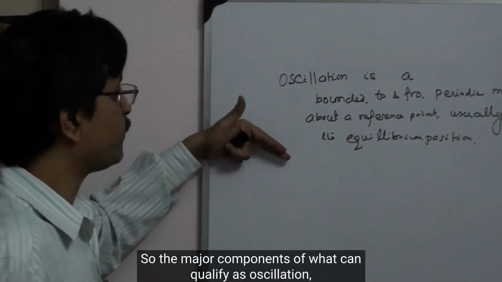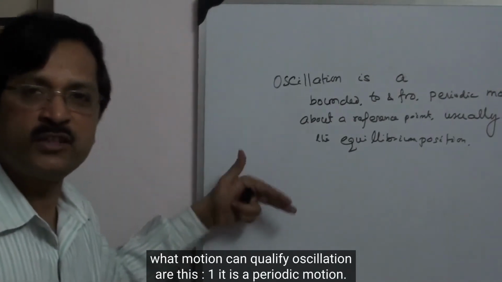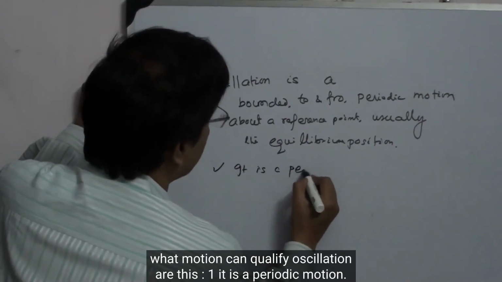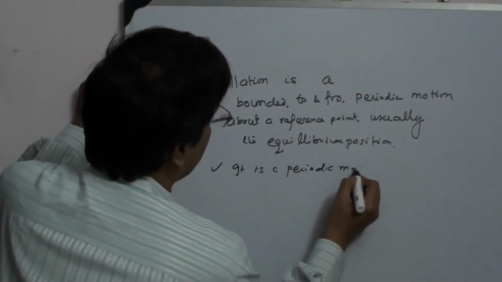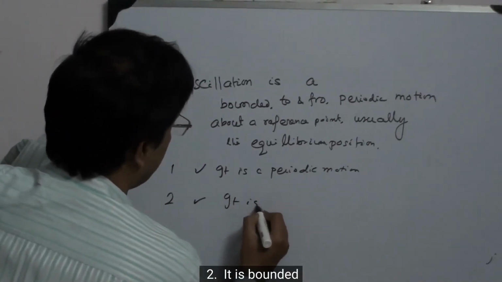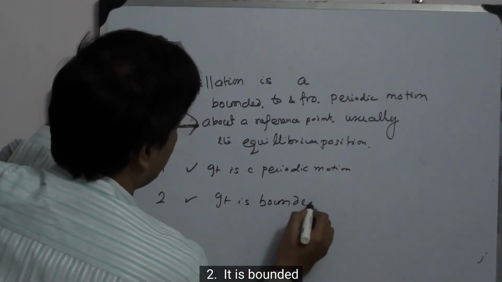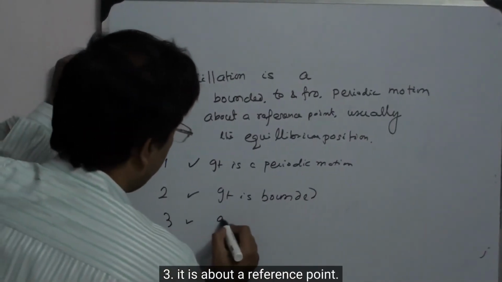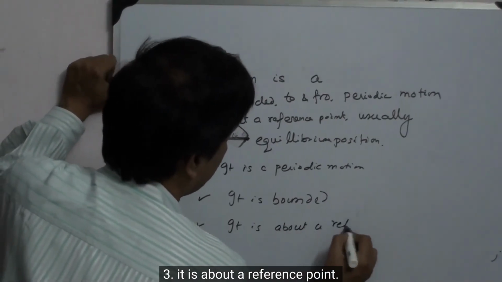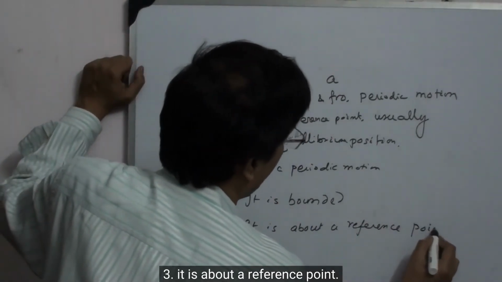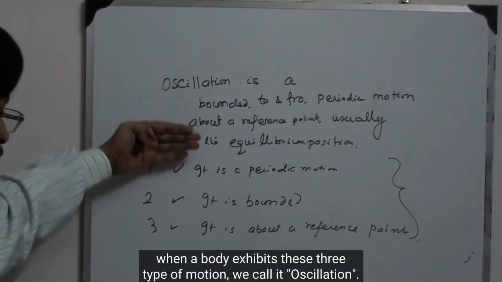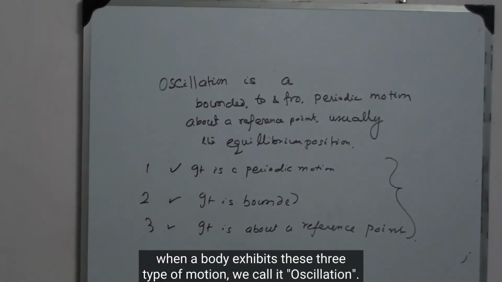So the major components of what can qualify as oscillation are these. One, it is a periodic motion. Two, it is bounded. Three, it is about a reference point. These three, when a body exhibits these three types of motion, we call it oscillation.